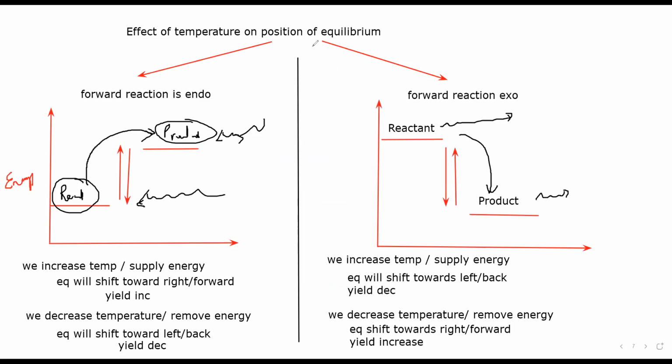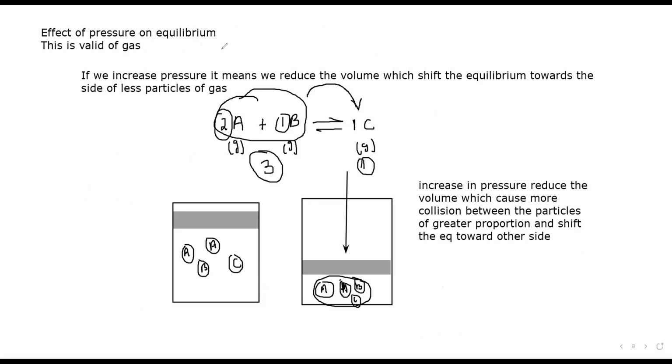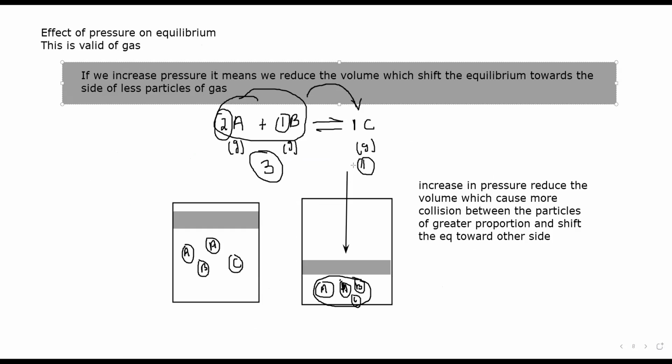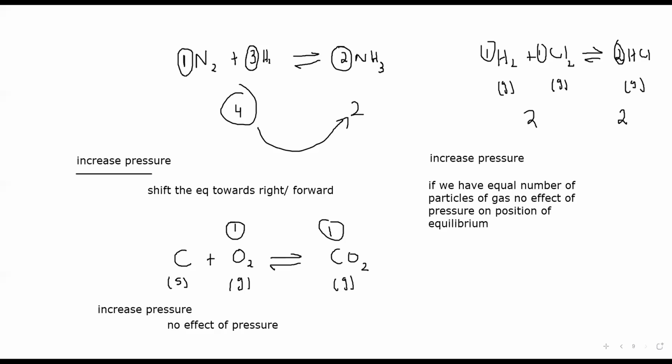If a reaction is reversible and endothermic, then increasing the temperature shifts the equilibrium towards right, and decreasing the temperature shifts it towards left. If a reaction is exothermic, an increase in temperature shifts it towards left, and a decrease in temperature shifts the equilibrium towards right. The pressure is only valid for gaseous reactants. Remember this statement: when you increase the pressure, it means we reduce the volume, so it will always shift the equilibrium towards the side where the number of gas particles is less. So now we'll do some questions related to this equilibrium.